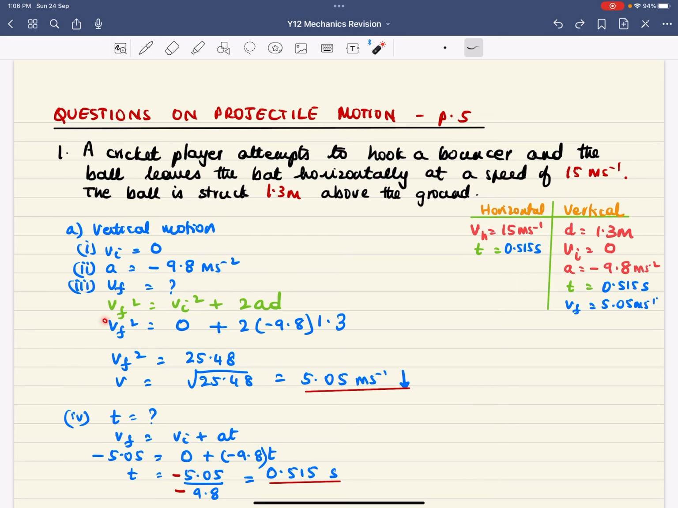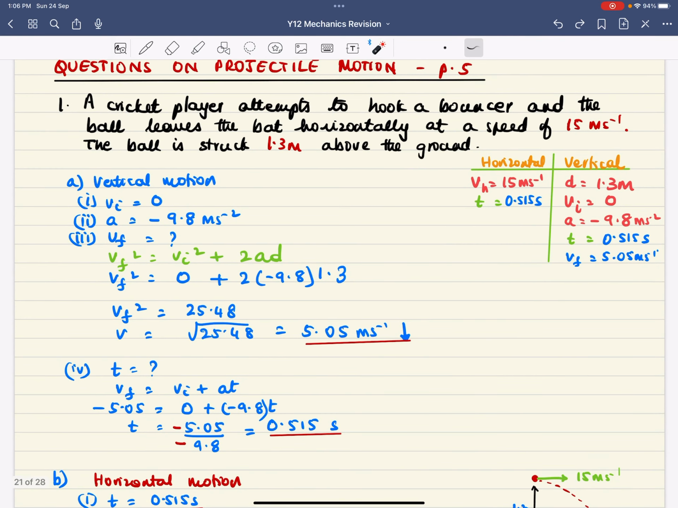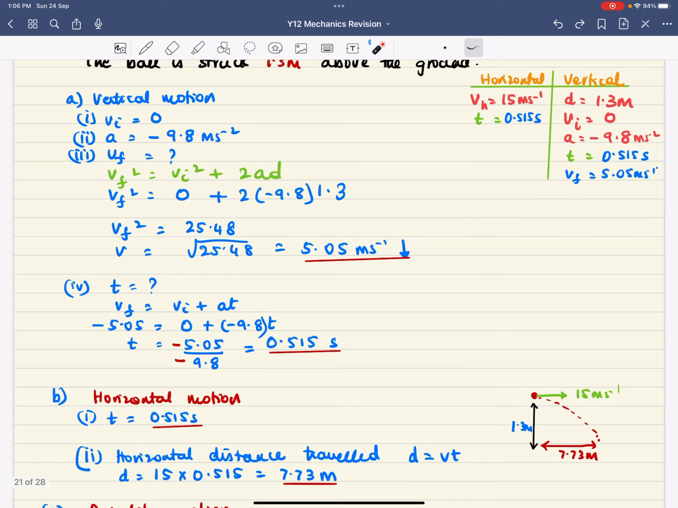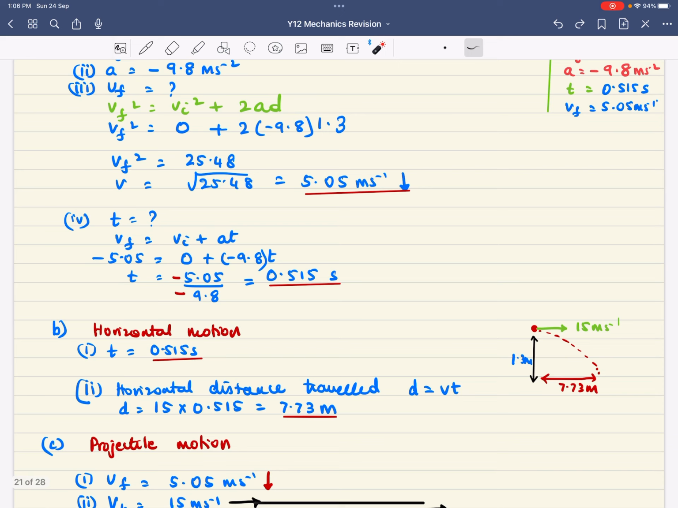For this one, I use Vf squared equals Vi squared plus 2ad, and I get my final velocity when it hits the ground, which is 5.05. And then using another equation, I can find the time it takes to fall down. Now for horizontal motion, the time's the same for the vertical and horizontal. So the horizontal distance traveled, or the range, is the horizontal velocity times the time, and I get 7.73 meters.